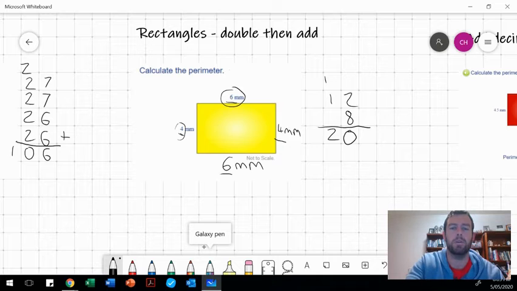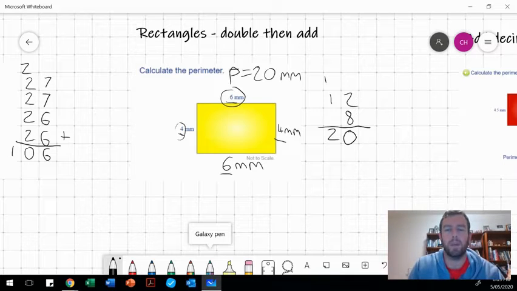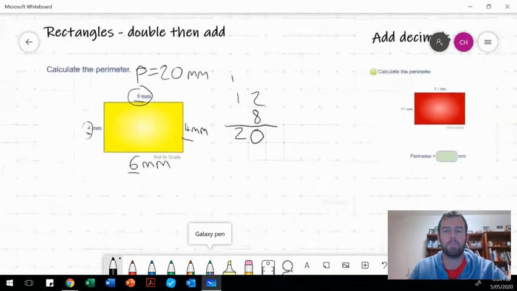So I know that the perimeter of this shape is 20 millimeters. So that strategy will work for rectangles where you've got the same lengths on opposite sides of the rectangle, so you can double and then add the two numbers together.